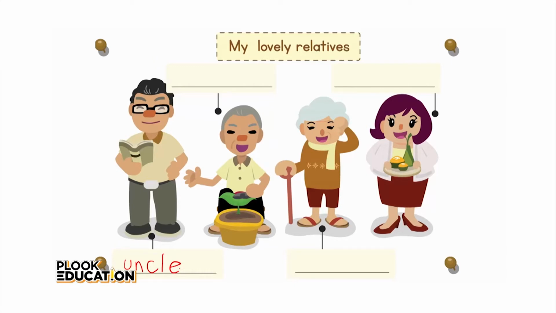Grandfather. I know we've learned the word father before, but grandfather? Let's try to spell it together. It starts with a G. G. R. A. N. D. Now spell the word father. F. A. T. H. E. R. Perfect. Grandfather.